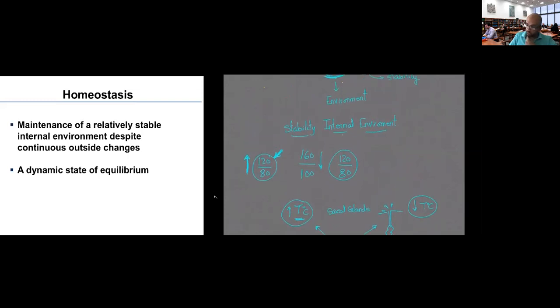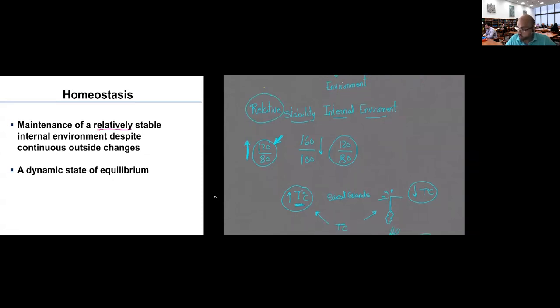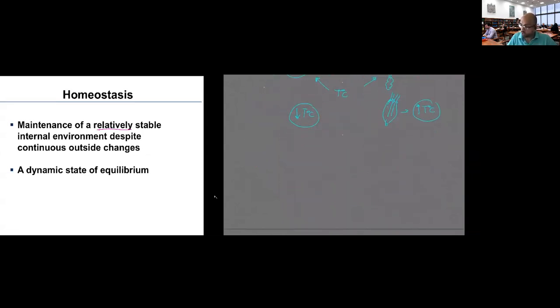That's why we're gonna be calling here homeostasis a relative stability. So by definition, what's homeostasis? This is the maintenance of a relatively stable internal environment. Why do we say relatively stable? Relatively because you might have some increase, you might have some decrease, but you're gonna be trying your best to get back to normal.